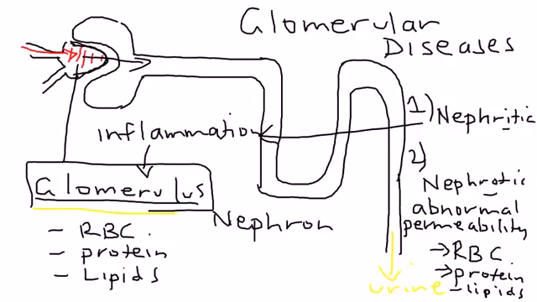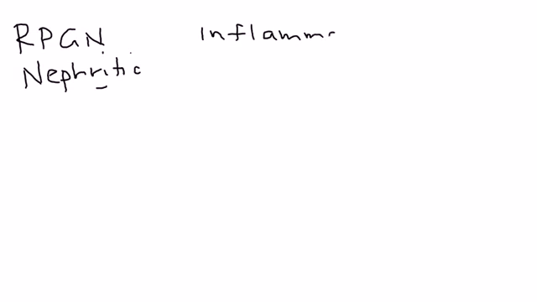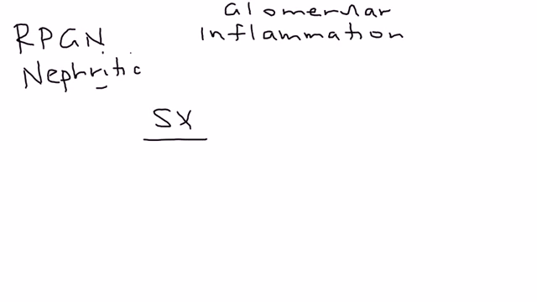And in this video, we're talking about RPGN, which is a type of nephritic disease. Nephritic with an I. Okay, so since it is a nephritic disease, we essentially have a glomerular inflammation component going on. So what are some of the symptoms? Well, basically, some very non-specific symptoms. For example, we mentioned earlier that you'll have blood in the urine, so you have hematuria.